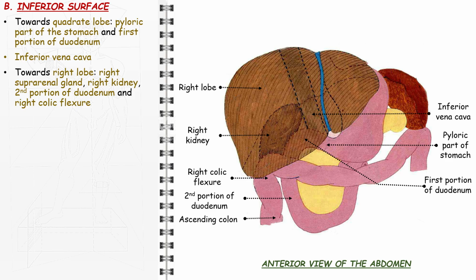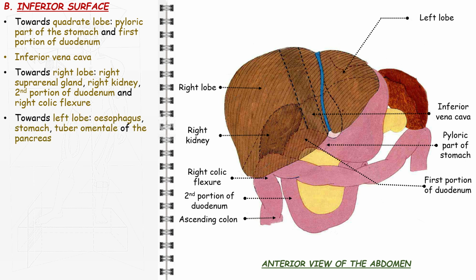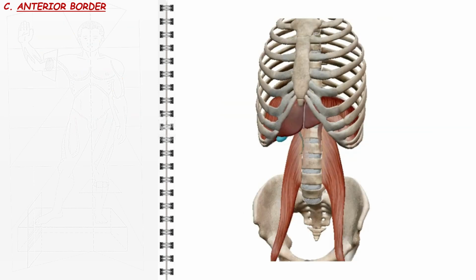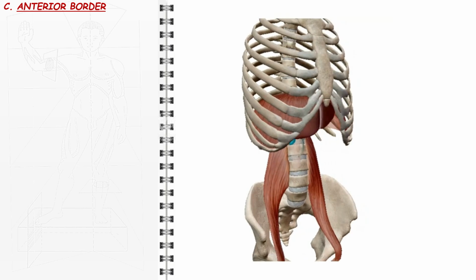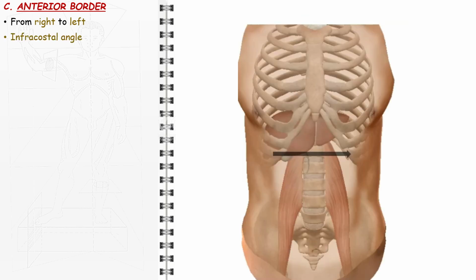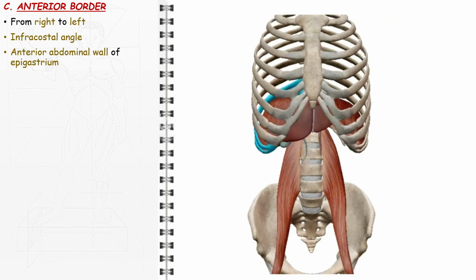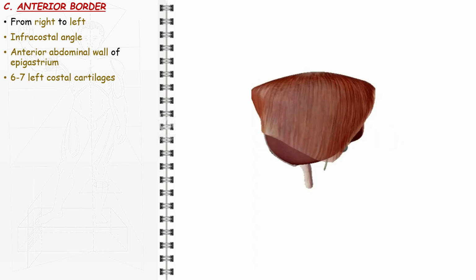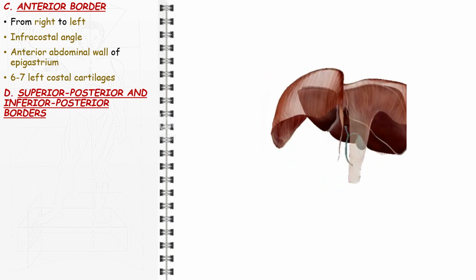Towards the left lobe, it is in contact, from the top to the bottom, with the esophagus, the stomach and the tuber omentale of the pancreas. The sharp anterior border of the liver is in contact, from the right to the left, with the infracostal angle, the anterior abdominal wall of the epigastrium and the 6th and 7th left costal cartilages. The superior posterior and inferior posterior borders of the liver lie on the diaphragm.